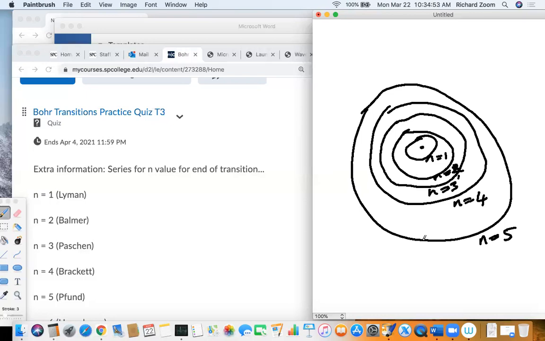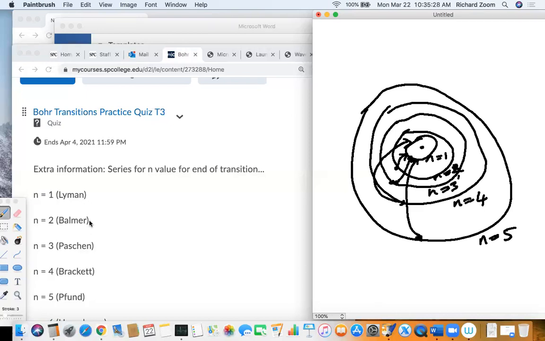If we're talking about transitions of an electron, the Lyman series represents everything going back down to n equals 1. So from n equals 5 to n equals 1, n equals 4 to n equals 1, n equals 3 to n equals 1, and n equals 2 down to n equals 1. All these represent different wavelengths of light, and they represent a series because they all end up in the same place. So depending on where they end up, that's the name of the series.